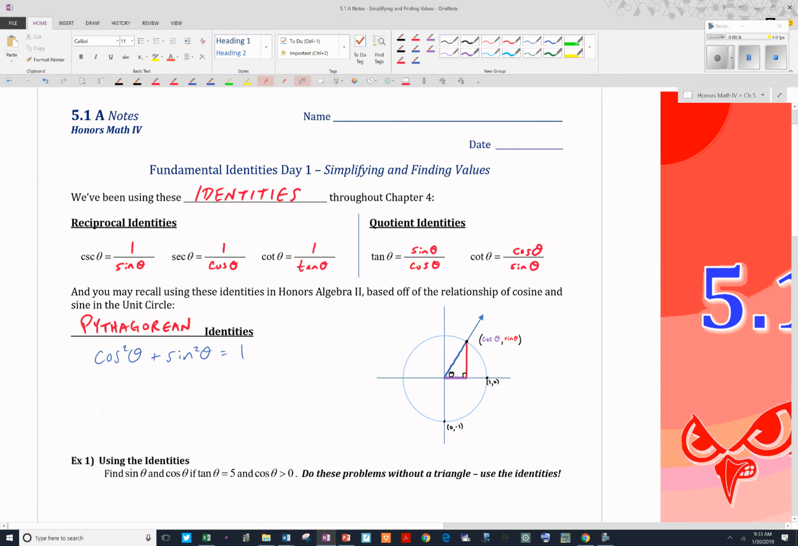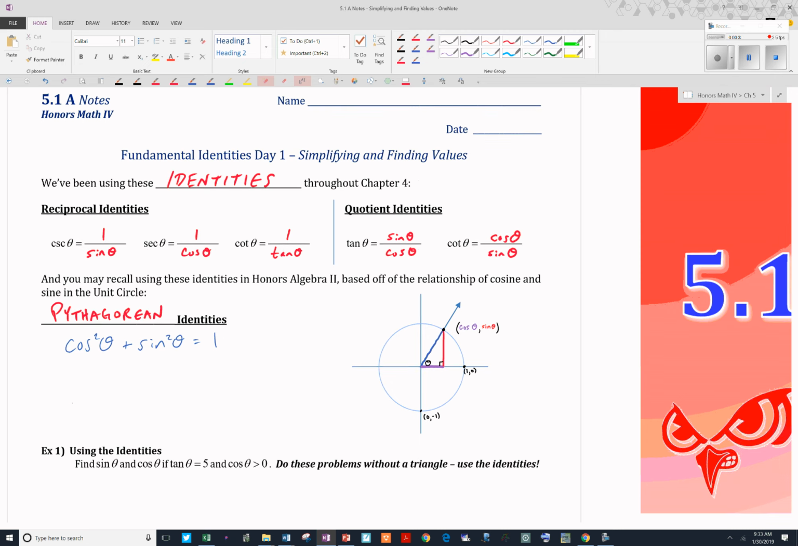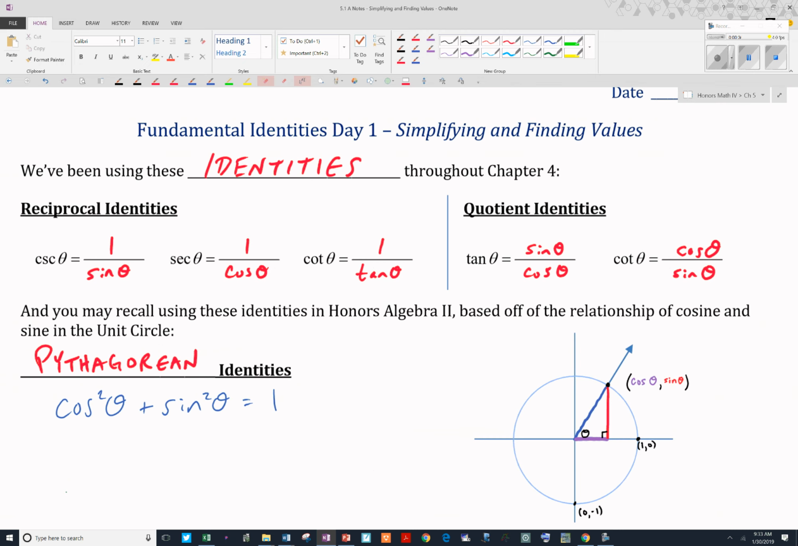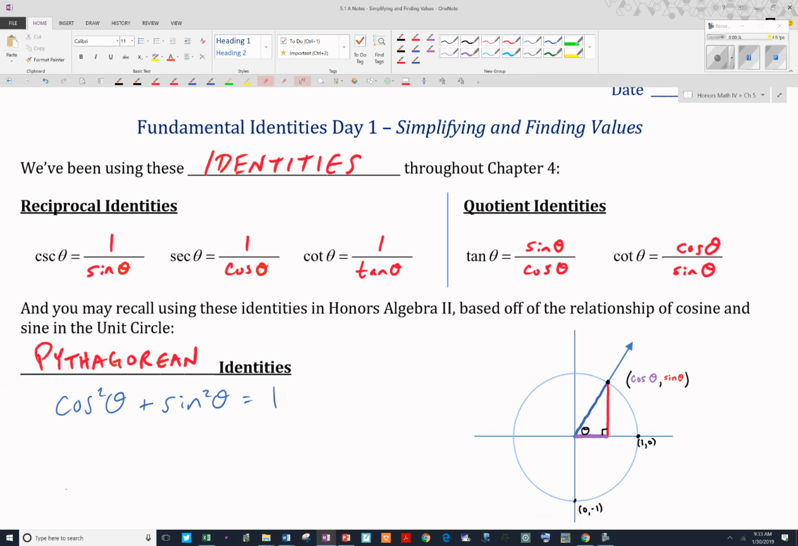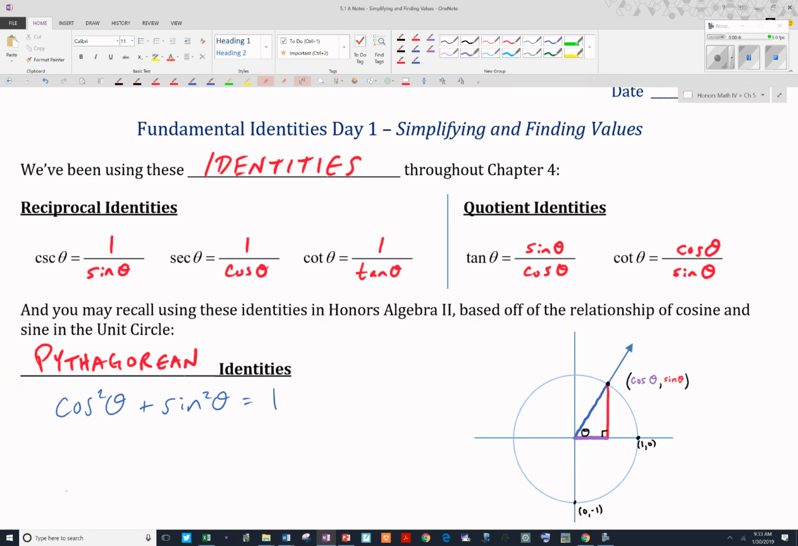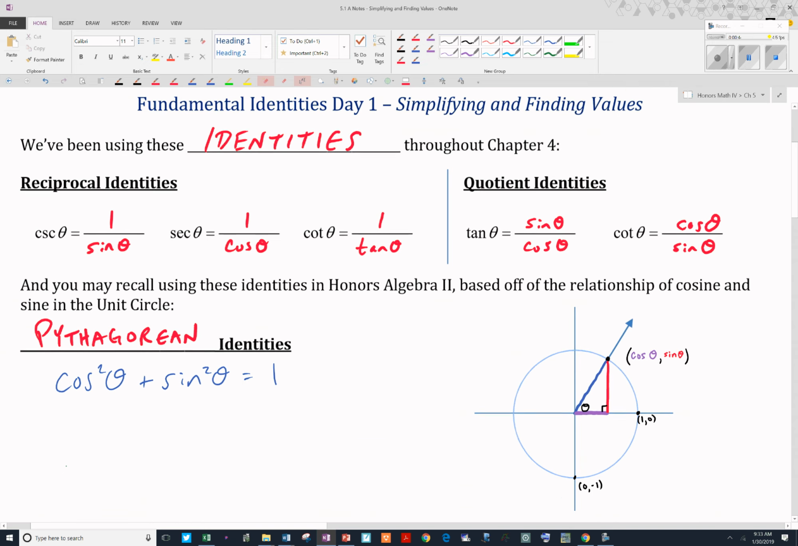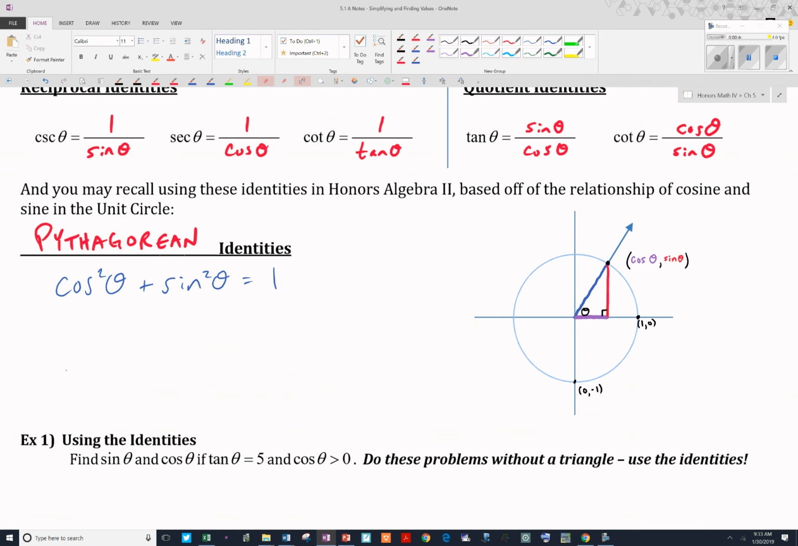do that. So take a second to just write these first identities down, things that we've been using throughout Chapter 4 already, the reciprocal identities and the quotient identities. And then we'll jump right into the Pythagorean identities, which hopefully you remember from last year.